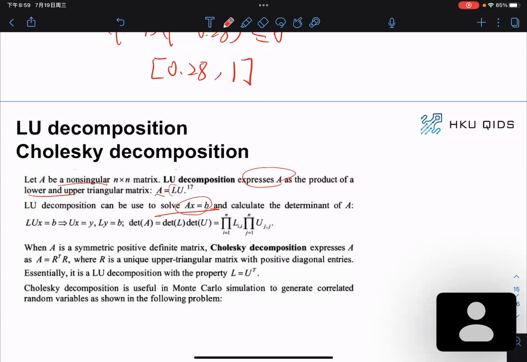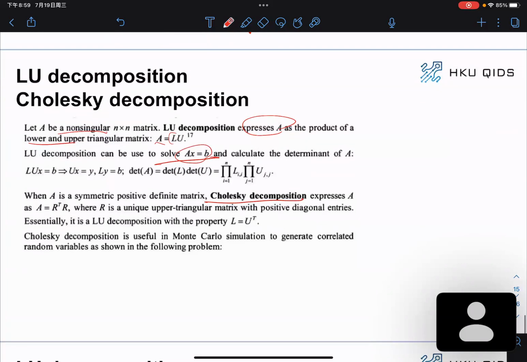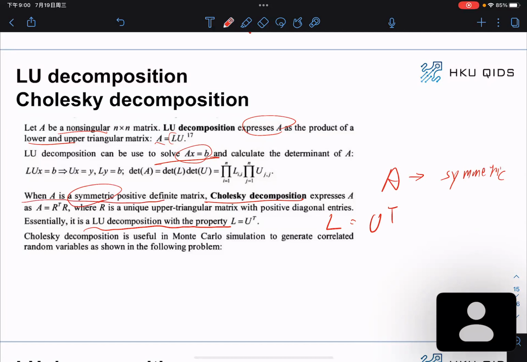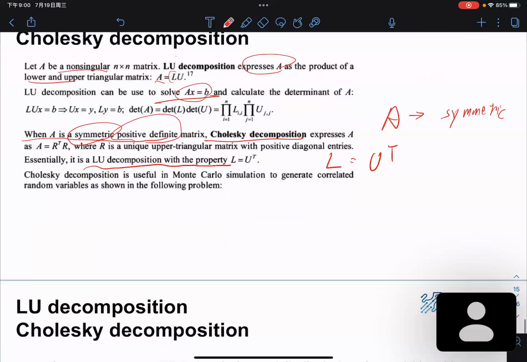And the Cholesky decomposition is just a special case of that, because it's just an LU decomposition with the property that L is just U transpose. What does this mean? This means that A is symmetric. Okay, as mentioned here, when A is a symmetric positive definite matrix, and it needs to be positive definite. Why is it the case? Because for positive definite, we can have both L and U with all elements positive, right? And it's quite useful in Monte Carlo simulation.